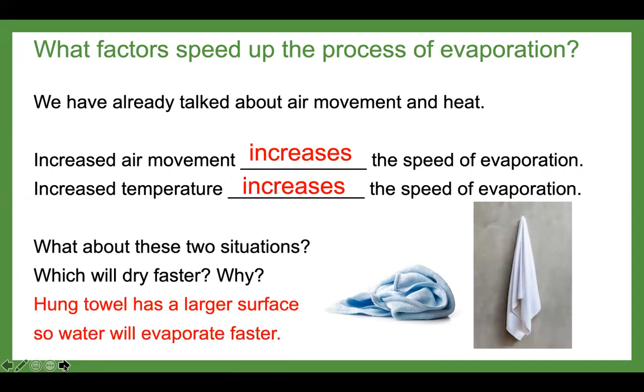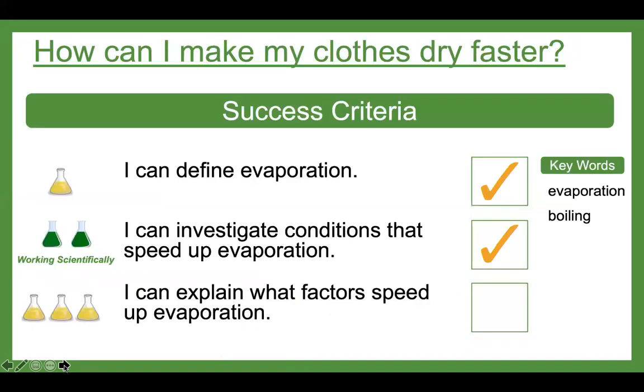So the hung towel has a larger surface, so water will evaporate faster. Did you get that right? So now we can tick off our third success criteria. I can explain what factors speed up evaporation.